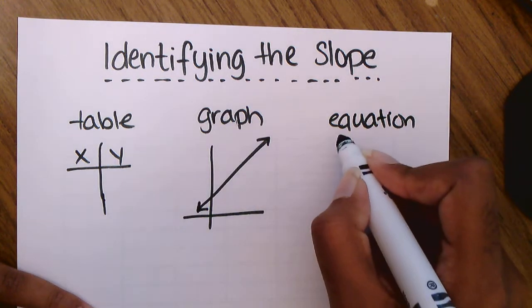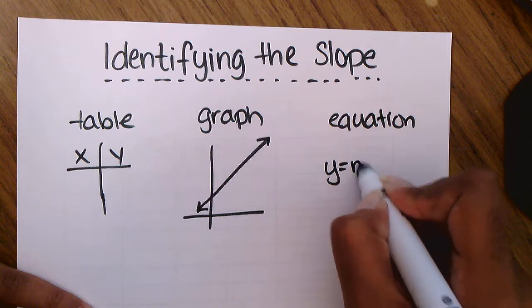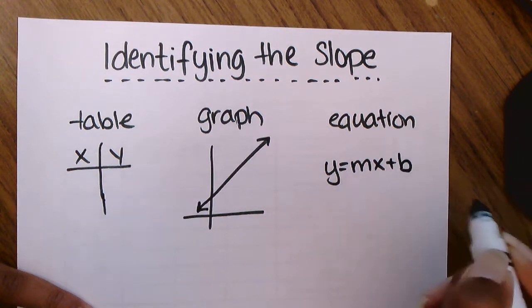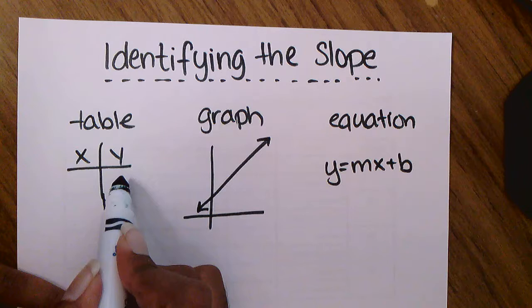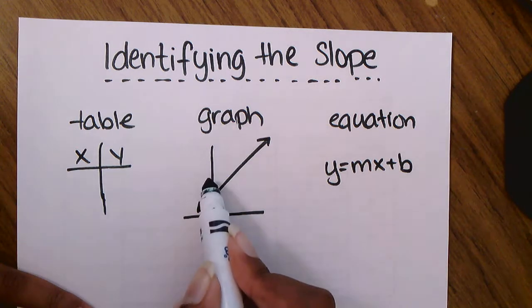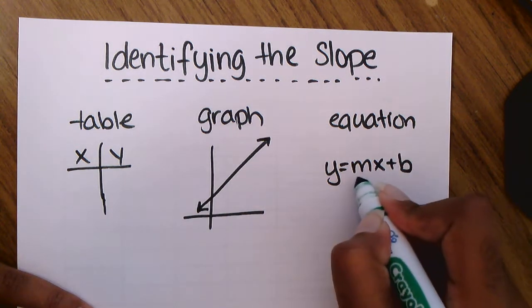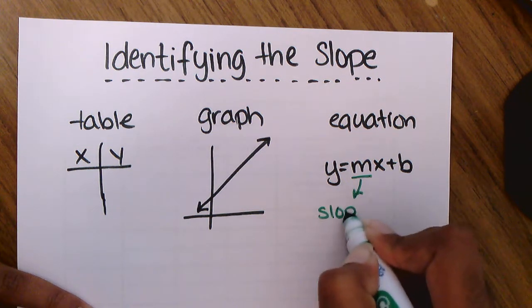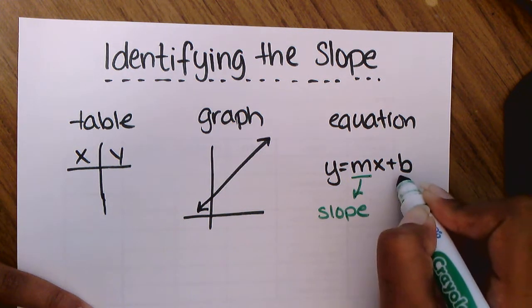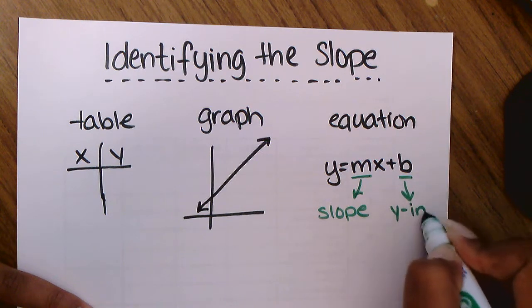An equation of a line of a linear function is y is equal to mx plus b. So x and y are going to be your x and y coordinates from your x and y table or your x and y axes. Your m in this equation is going to be your slope, and b is going to be your y-intercept.